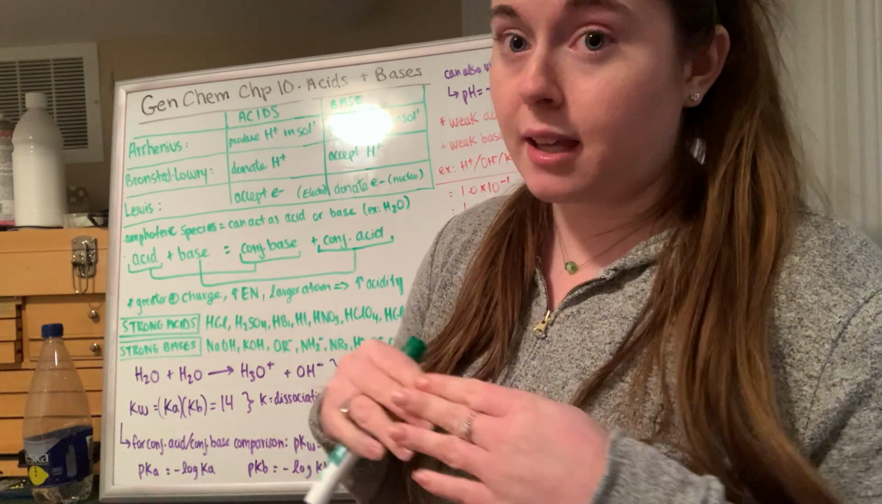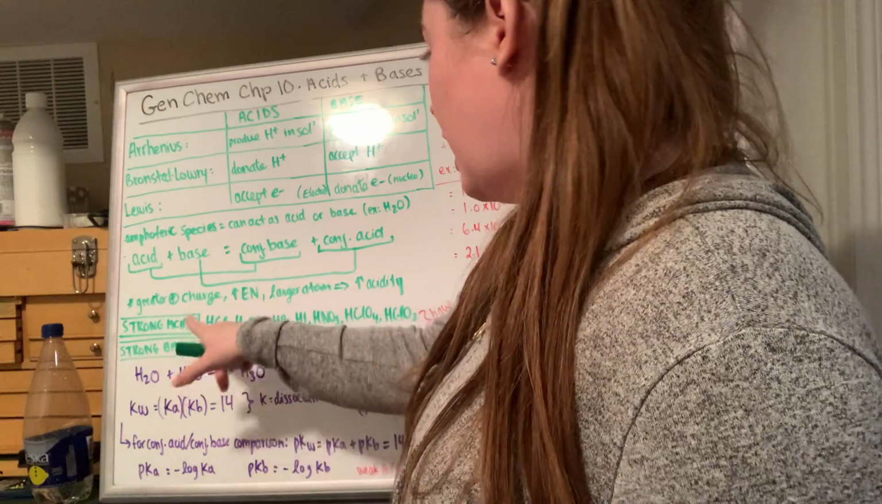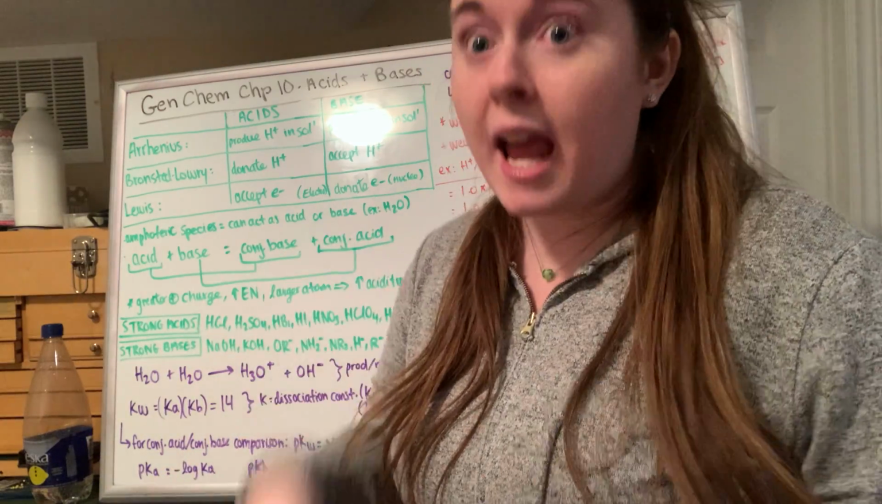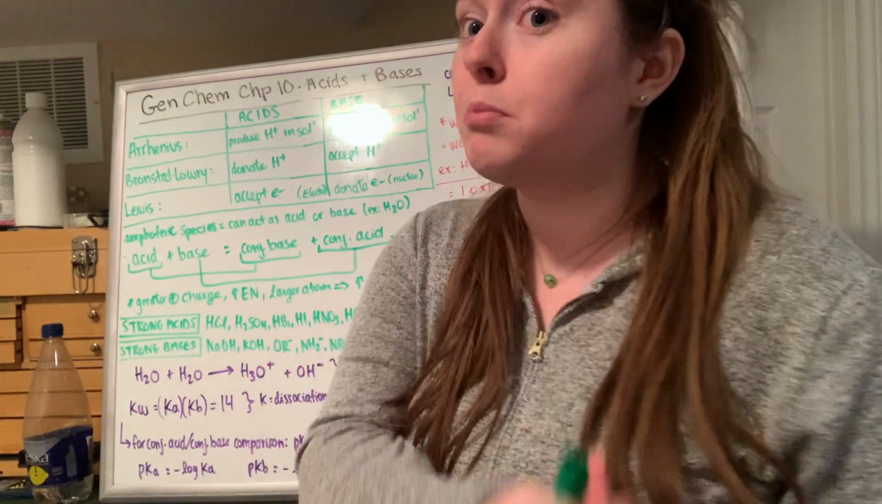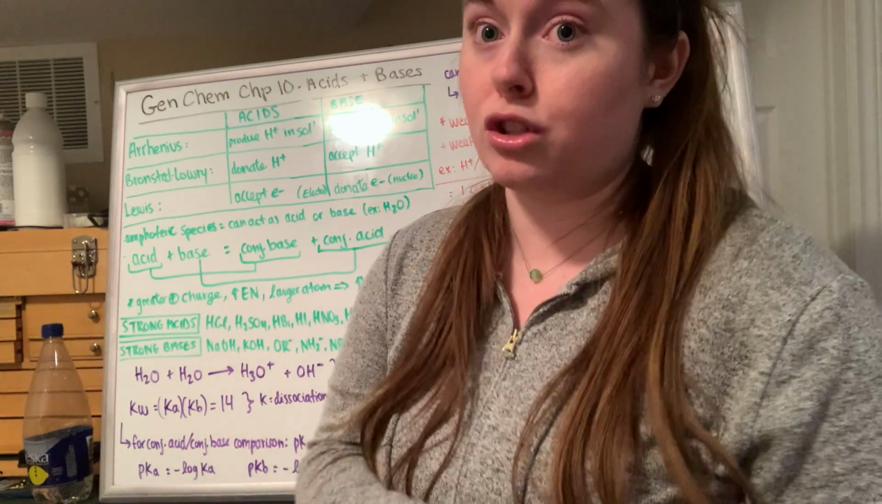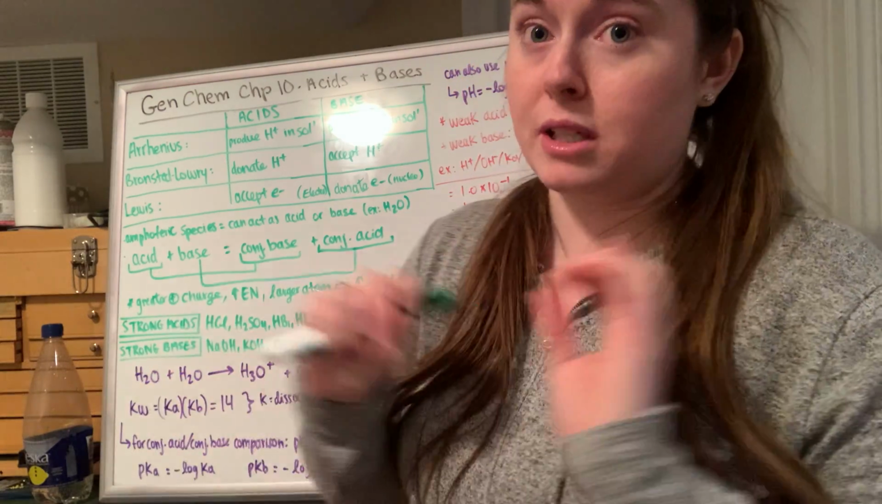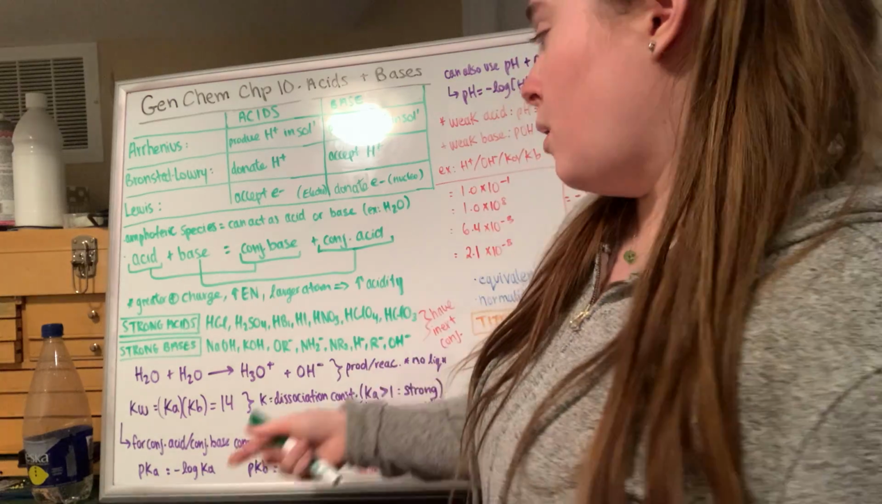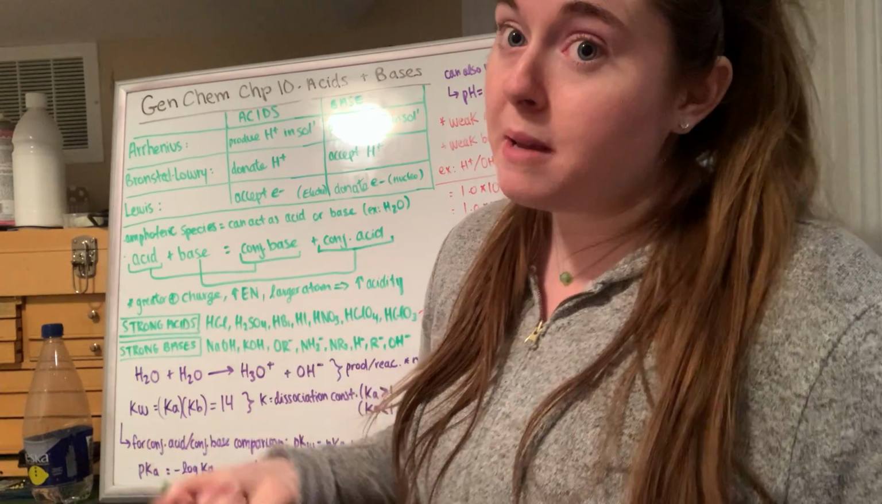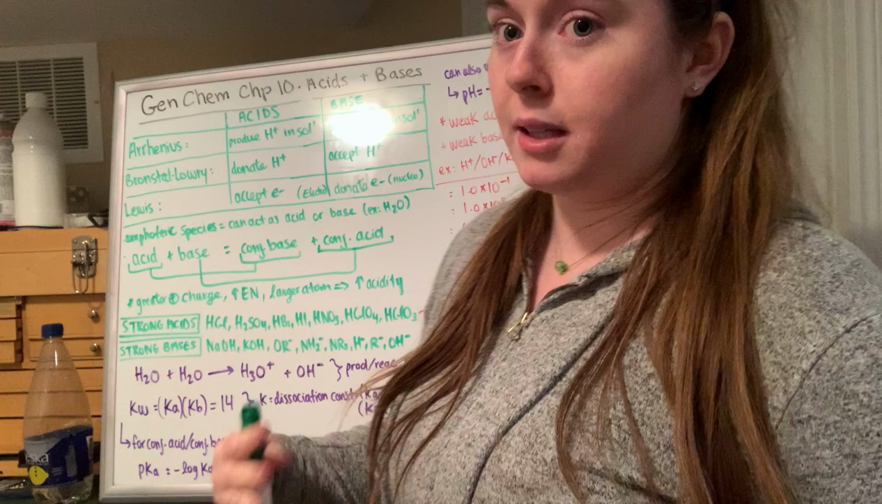Okay? So if we have HCl in solution, HCl will dissociate. You'll get H plus and Cl minus ions in the solution. It's a strong acid. It will dissociate 100%. If we have weak acids or weak bases, those will not dissociate completely.